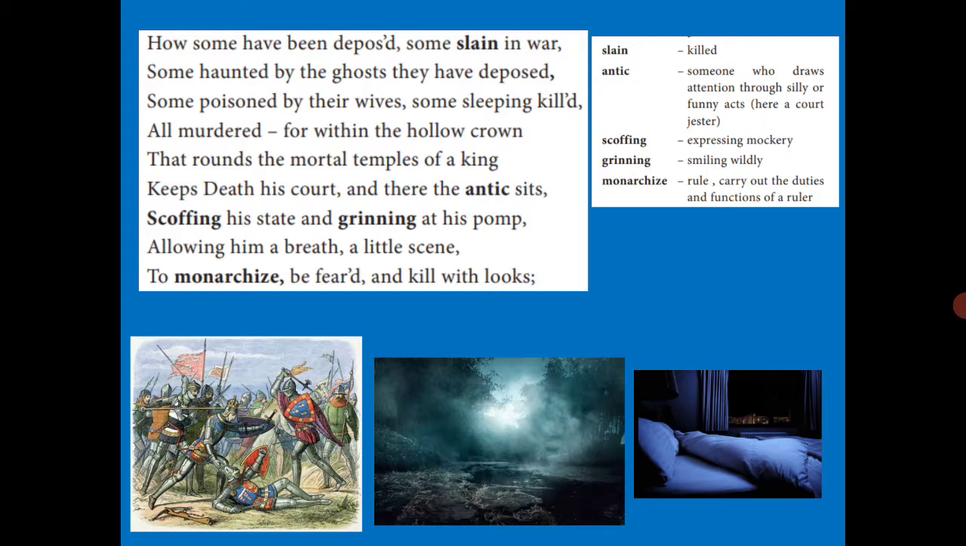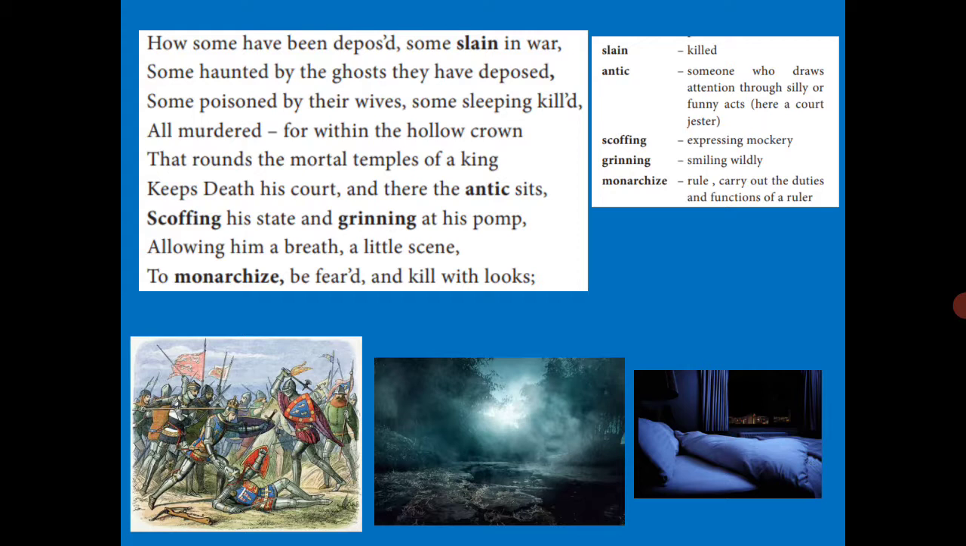What is the court of a king? Death is the court of a king. And there the antic sits. Antic means someone who draws attention through silly or funny acts, a court jester, someone in the court who takes the attention of everyone, who entertains the people in the palace. Likewise, death is sitting in the court of a king, scoffing his state, grinning. Scoffing means making mockery at the king, at the ministers there; grinning, smiling wildly.